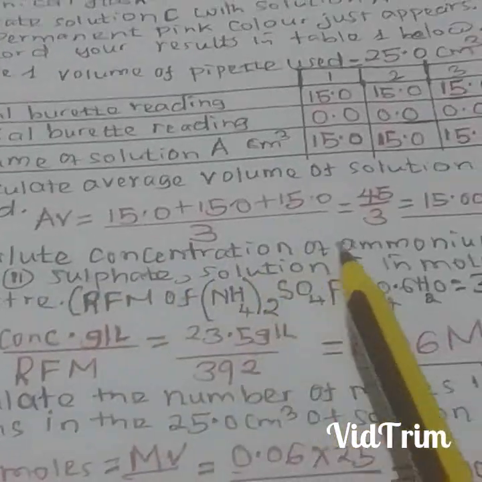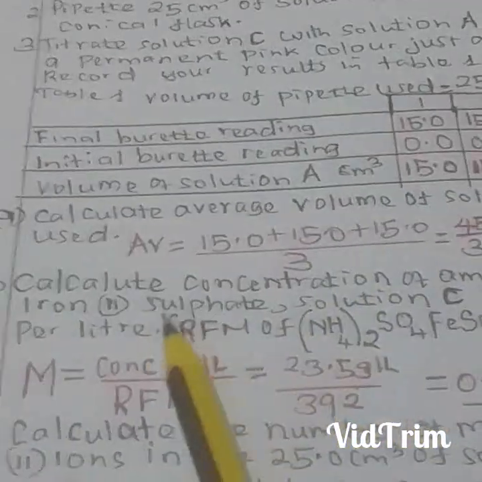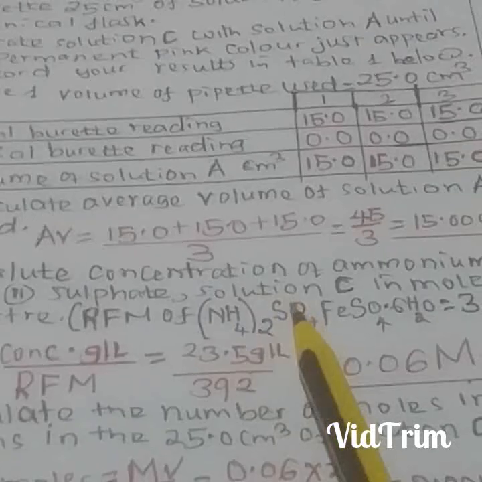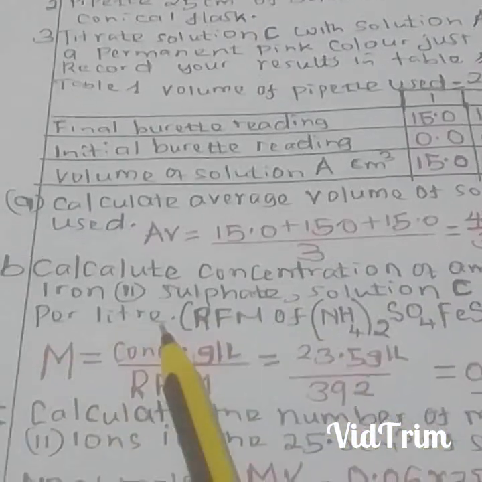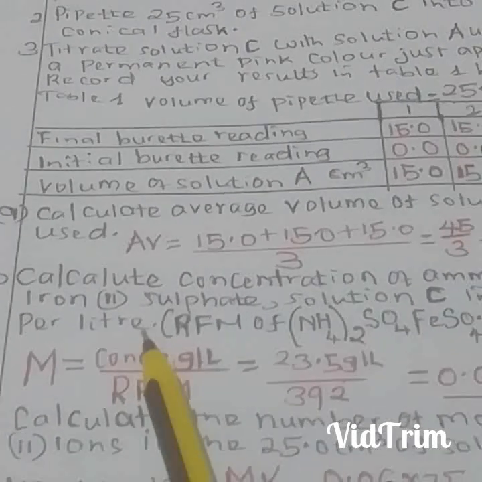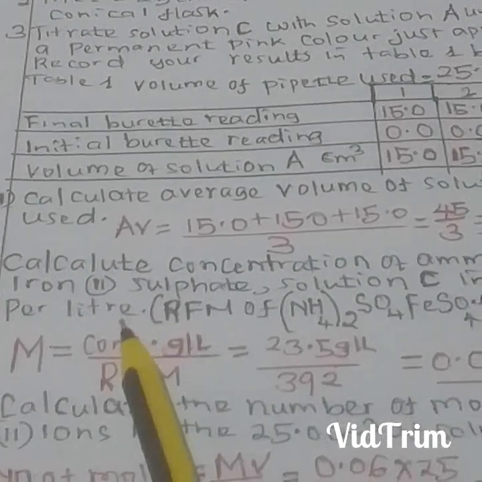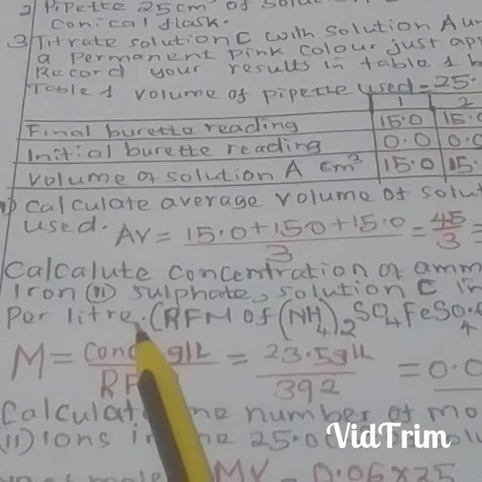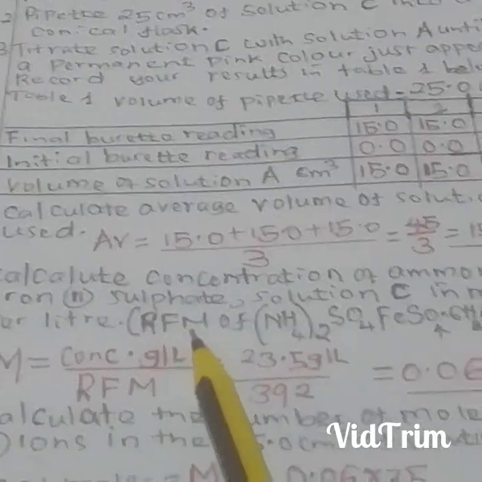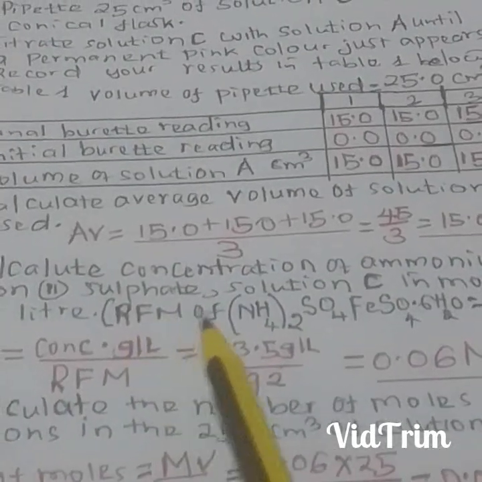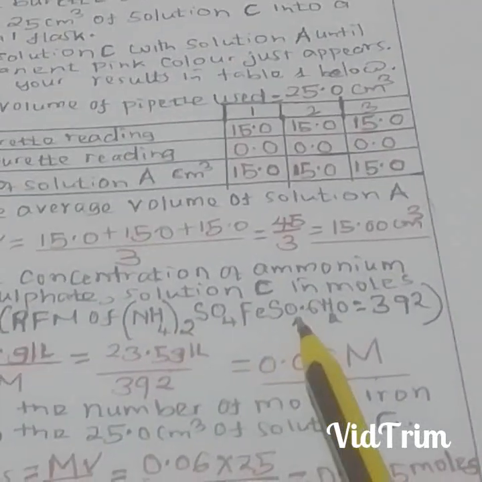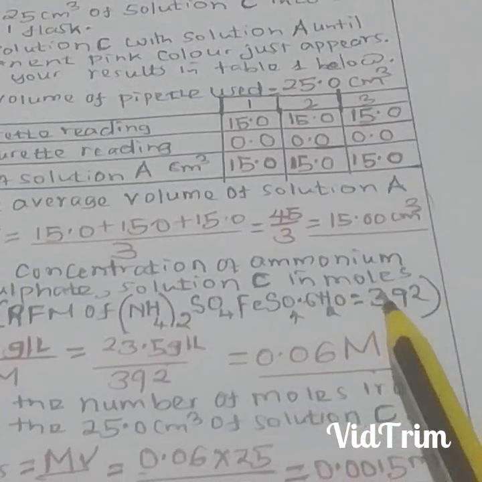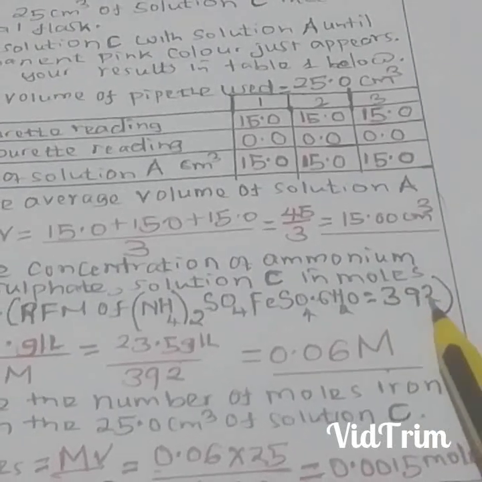Calculate the concentration of ammonium iron 2 sulfate solution C in moles per liter. Is it okay, my student? So concentration in moles per liter, that is what we call molarity. But we have been given the RFM, that is relative formula mass of ammonium iron 2 sulfate. So RFM is equal to 392. Is it okay, my student?